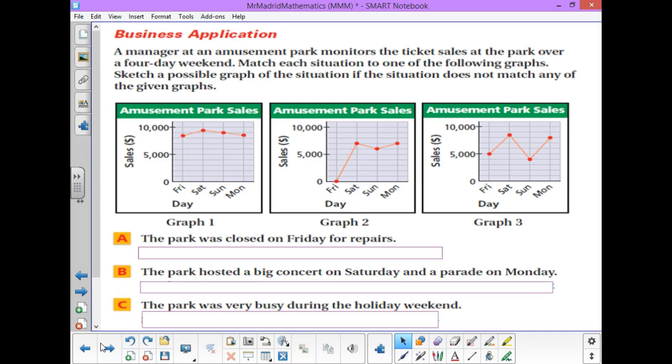A manager at an amusement park monitors the ticket sales at the park over a 4-day weekend. Match each situation to one of the following graphs. Sketch a possible graph of the situation if the situation does not match any of the given graphs.